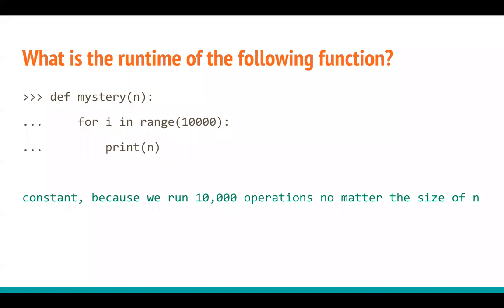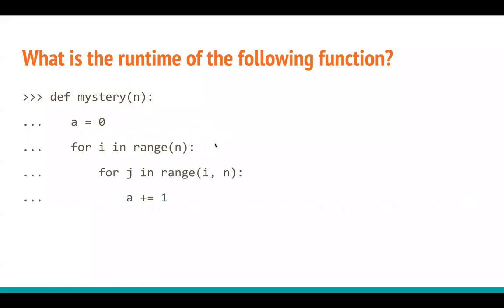Some questions? No. Okay, let's look at what we have here. We have a equals 0, and then for i in range n, for j in range i to n, a plus equals 1. Anyone want to take a shot at this one? Quadratic, right. That is correct. One thing you can look out for is a nested for loop here. That's usually an indication that it's going to be a quadratic time function.